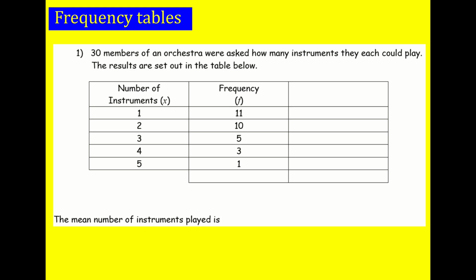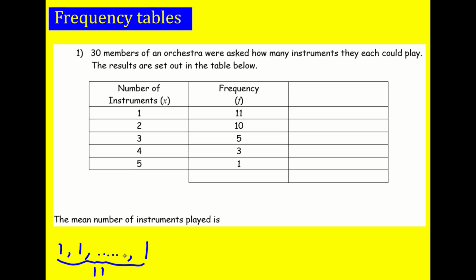Let's take a look at frequency tables. One is shown below. I've got some people in an orchestra and they're asked how many instruments they each play. Here are the results. If I was to write this data out in full, this is what it would look like. I've got some people that play one instrument, and how many values do I have? I actually have 11. So I've got 11 ones.